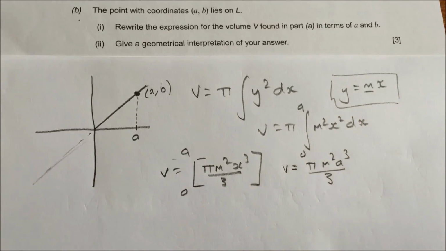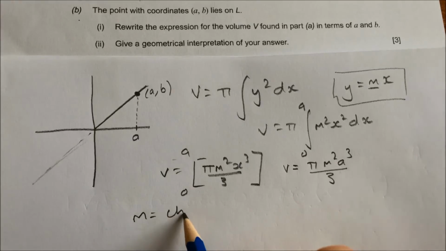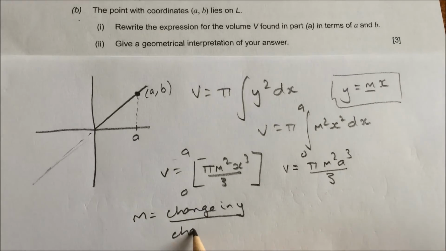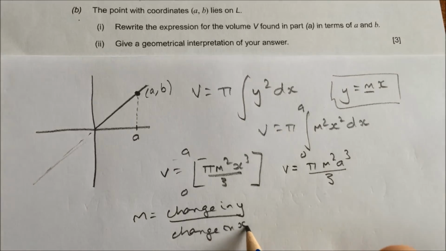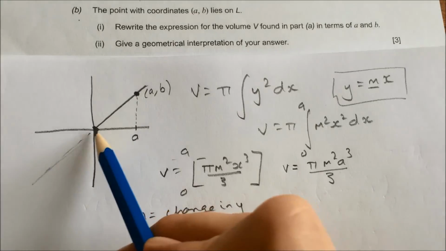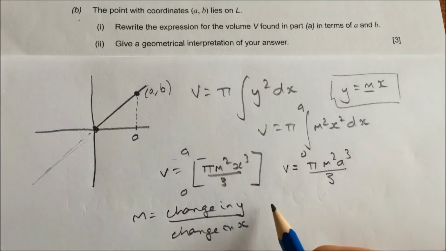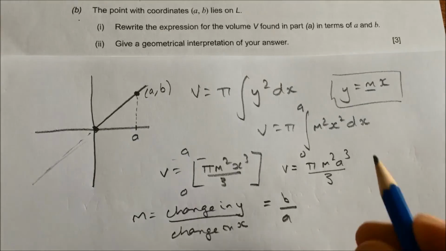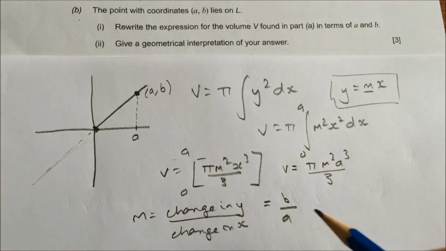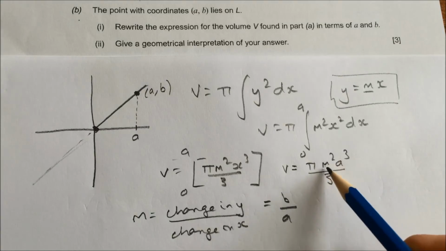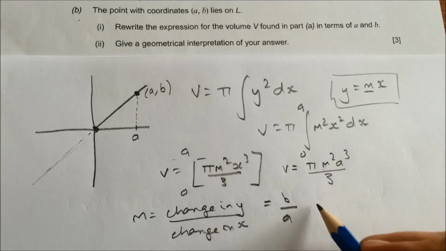m is obviously representing the gradient, okay? So m is the change in y, the gradient, over the change in x. A little bit of year 8, year 9 mathematics. And going from here to here, the change in y is obviously b, and the change in x is obviously a, right? So what I'm going to do now, I'm going to substitute my b over a for this m squared here, and watch what happens, right?